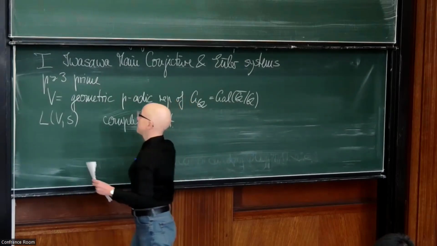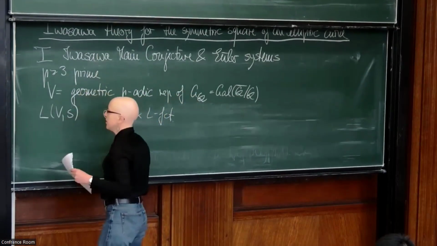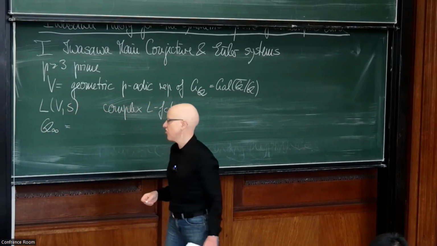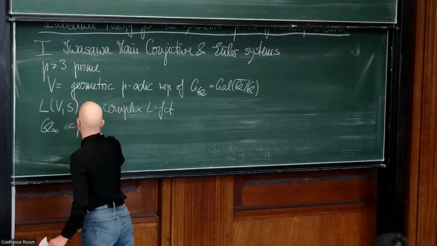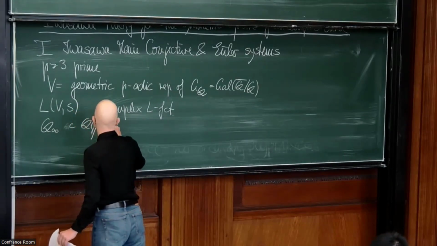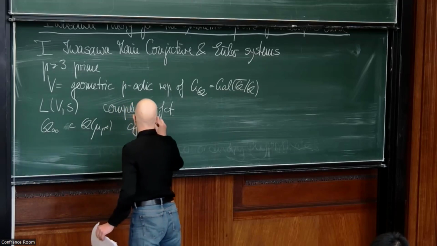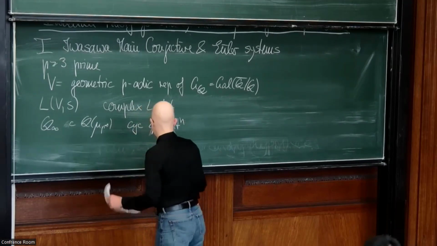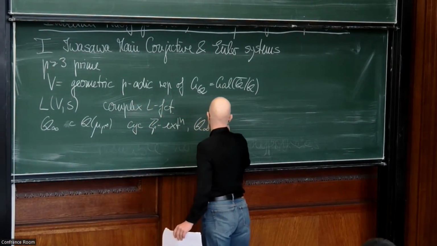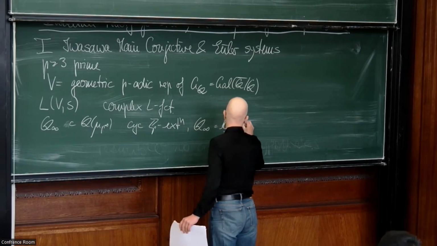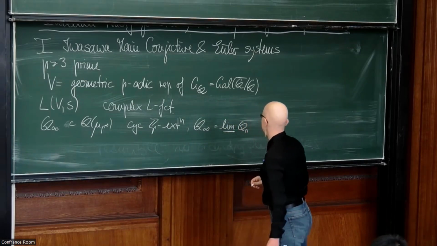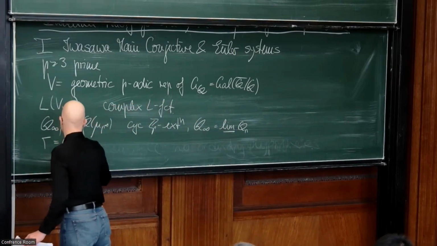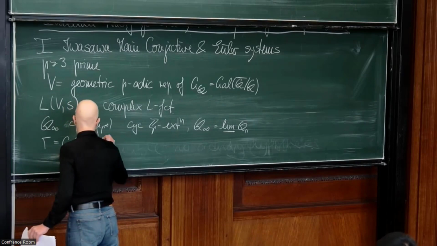Right, and then let me introduce some notation. We let Q_infinity be the cyclotomic Z_p-extension of Q. So it's contained in Q adjoin all the p-power roots of unity. In other words, it is the direct limit of the finite extensions of degree p^n. So we let Gamma be the Galois group of Q_infinity over Q.